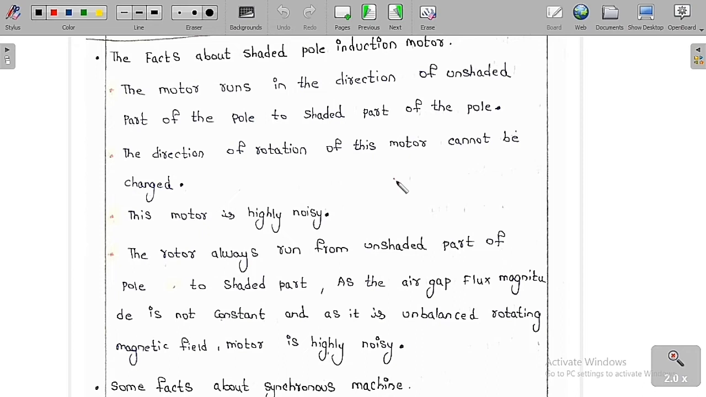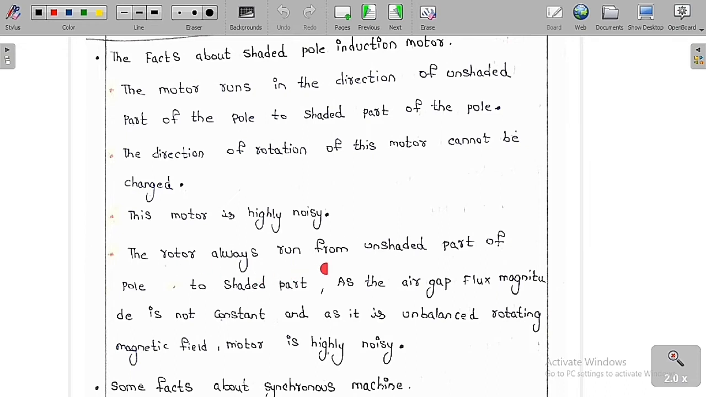But you can change it. Suppose you have the freedom to change the shading coils, then you can change the direction of rotation of this motor. But if the machine is fixed, then you cannot do it. So if you change the direction of the shading coils, yes, you can reverse the direction of rotation of the motor. This motor is highly noisy. Yes, this motor is very highly noisy.